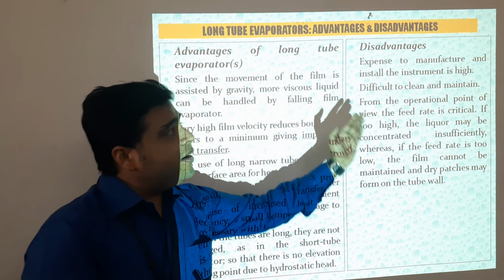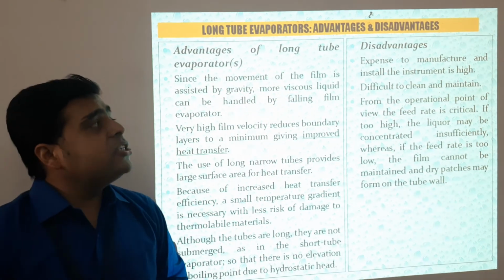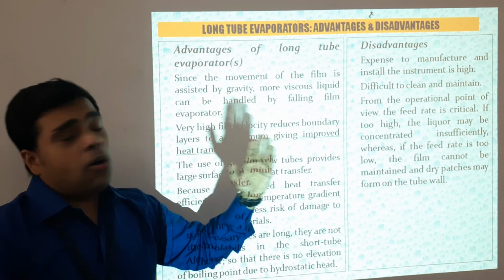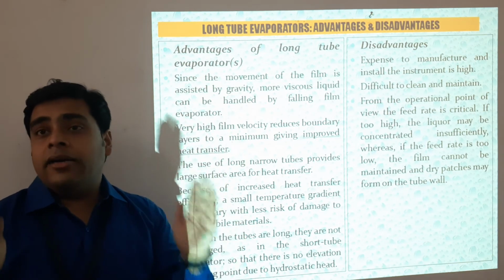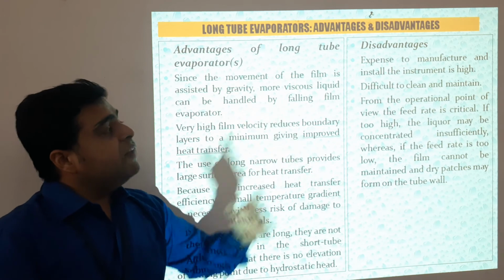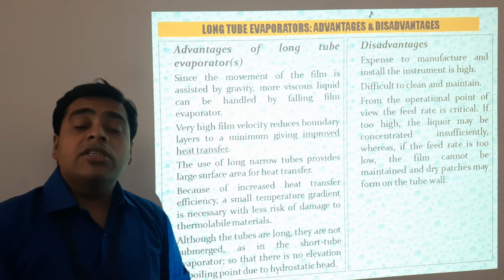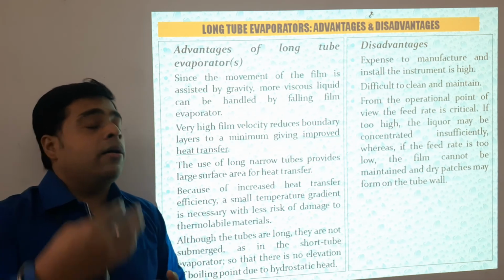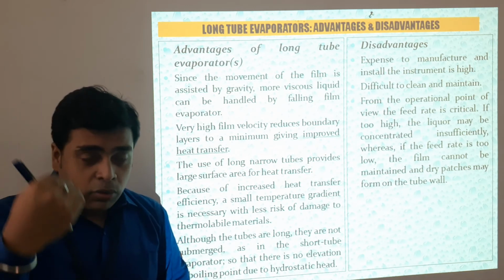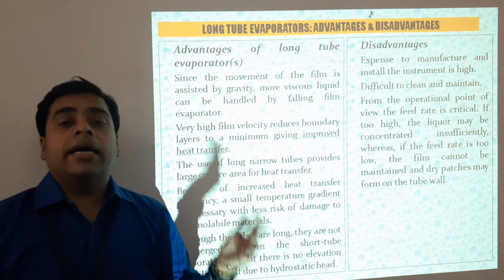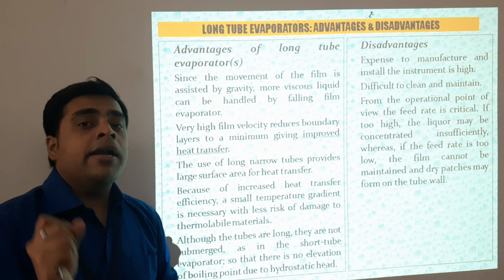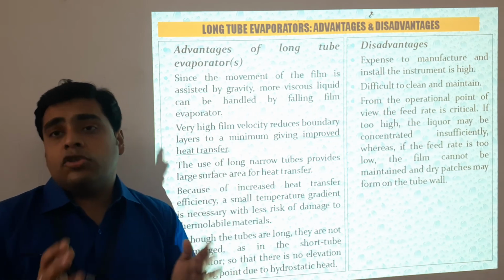Next, come to the disadvantages. Expense to manufacture, that is important and quite expensive. To install all the calandria part and the entire instrument is quite high. So that is an expensive machine. Difficult to clean and maintain, definitely because of the vapor, and definitely because of the dissolved solids also. Scaling can occur. So from time to time we have to dismantle the entire calandria and then we have to clean all those tubes. That is regularly done in industry, but this type of evaporator has to be employed.